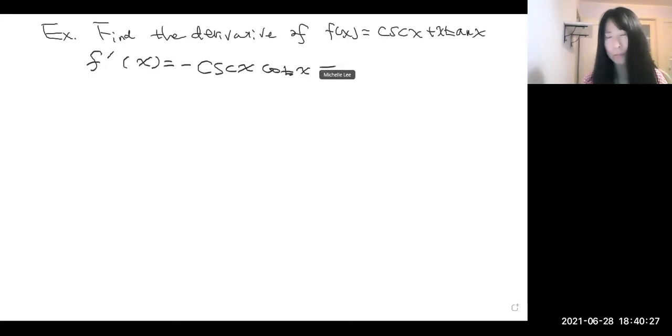Now, the second term is a product, right? So we're gonna use the product rule. So let's just say this is f, this is g, which is f prime g plus f g prime, right? Okay, f prime, what do you get?